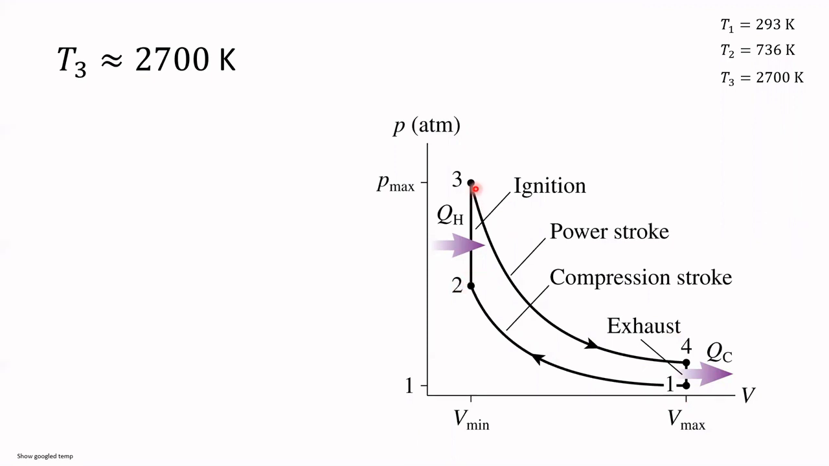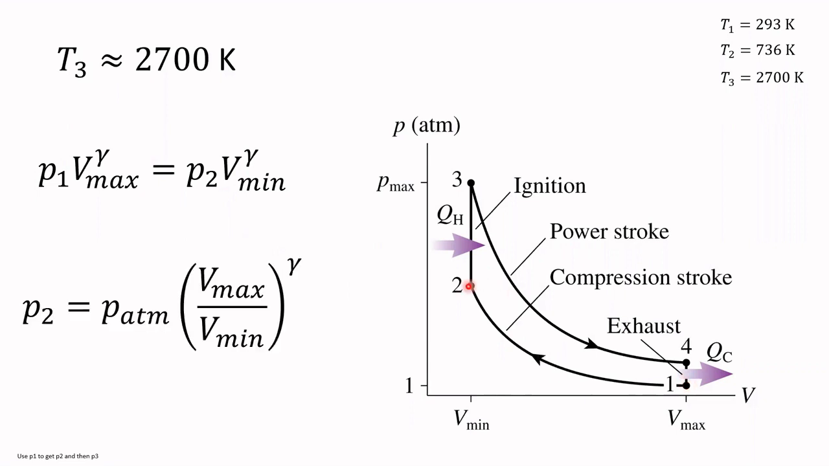So let me walk you through my thought process here. Let's also use this relation to find the pressure at point 2, because I'm going to need that as well. So that relation is a little different. Instead of TV to the gamma minus 1, it's PV to the gamma. And P1, of course, is the pressure over here. That's atmospheric pressure. P2 is the pressure here. Let's solve this for P2. This is what I get.